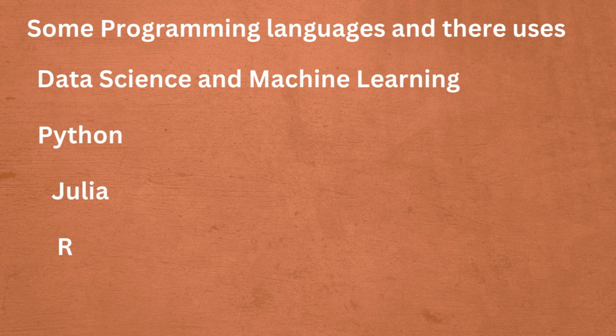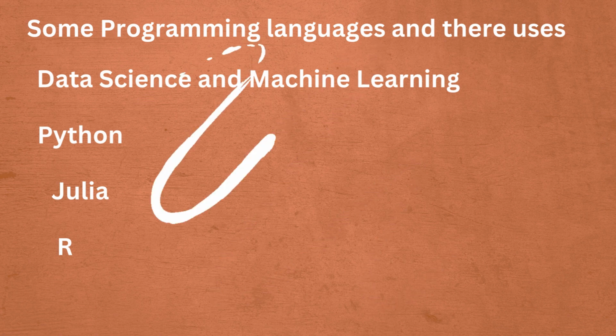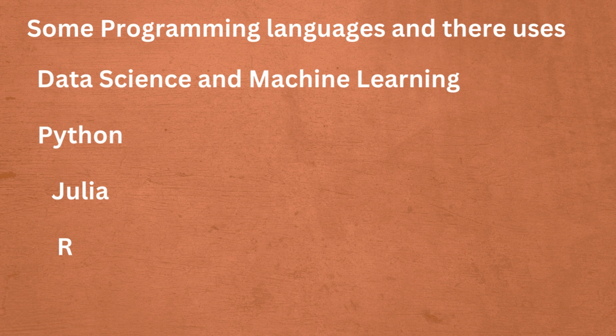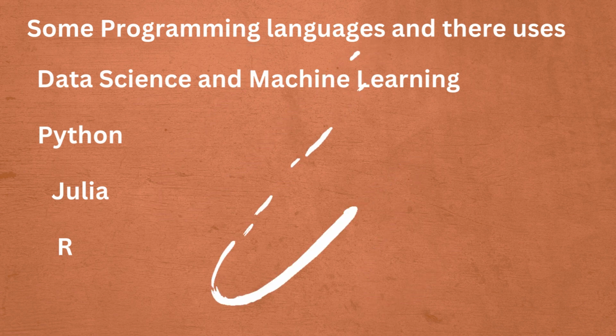If you want to be an expert in data science and machine learning, you go for Python or Julia or the R programming language, and you can advance yourself by learning the three languages.